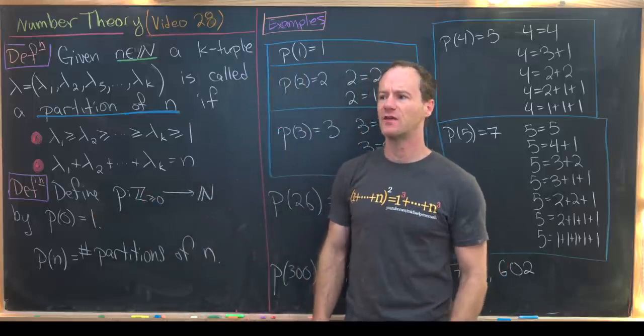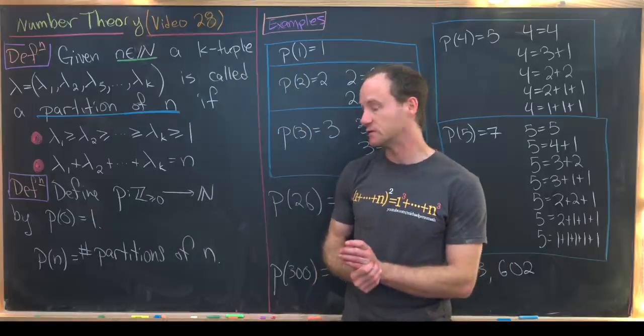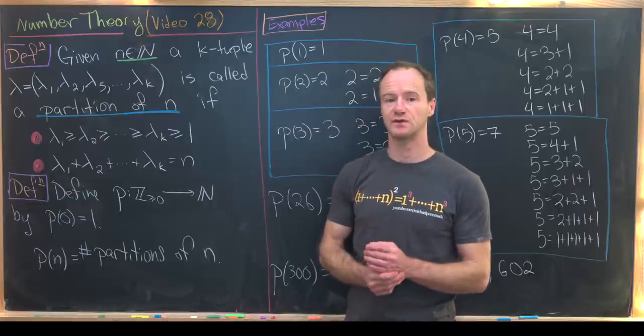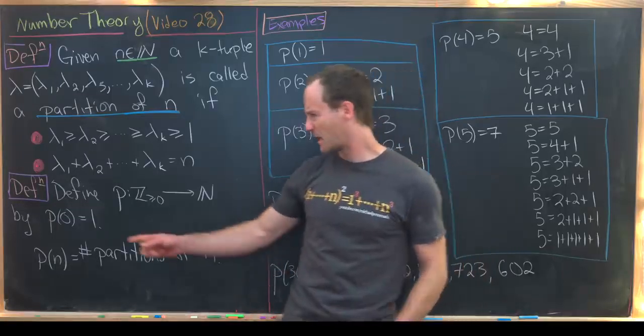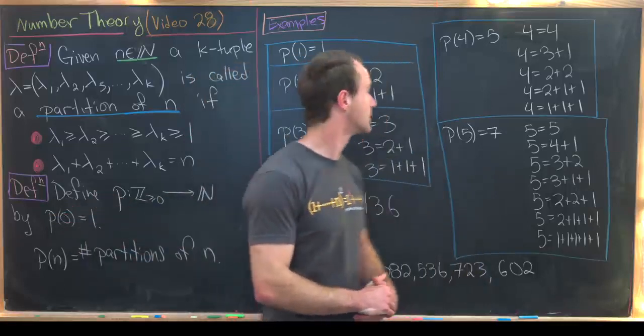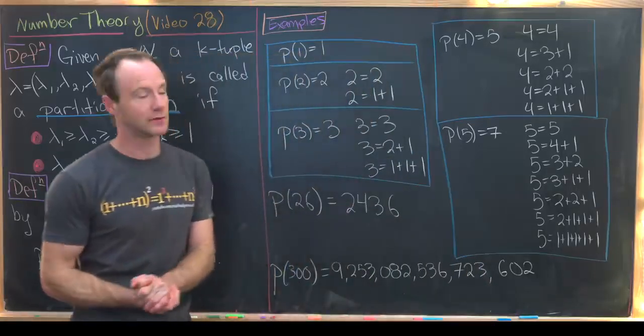Well, it turns out that some of the tools that we use in order to study integer partitions, in particular generating functions, which we'll see later, really inspire us to include this for the value of p of 0. Okay, well, let's look at some examples.